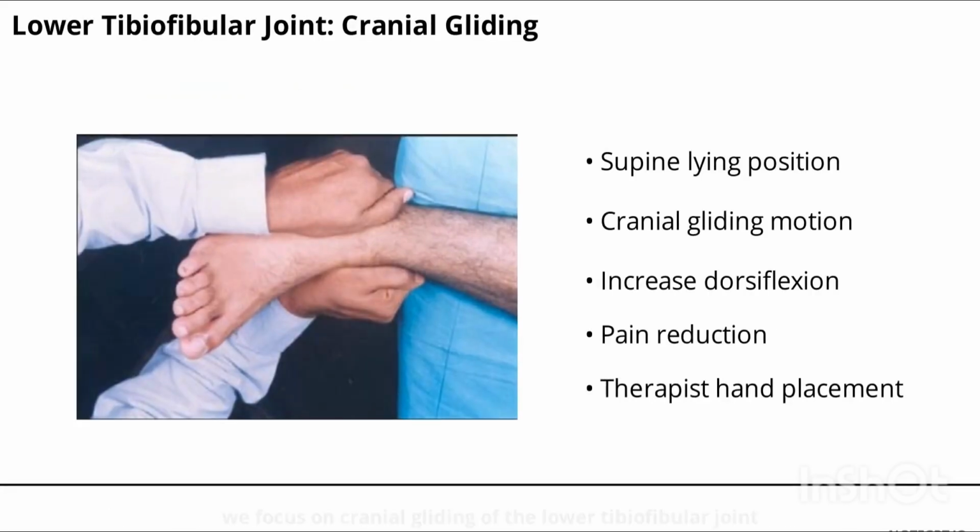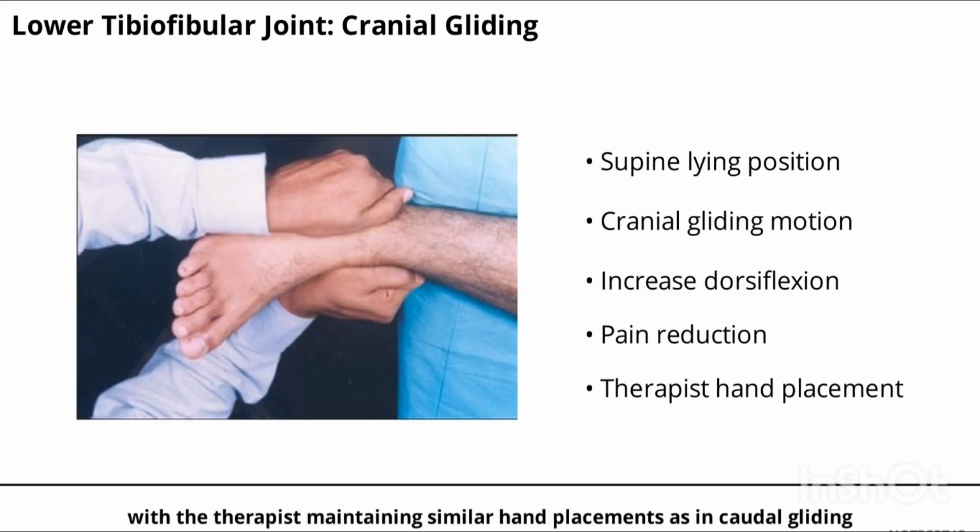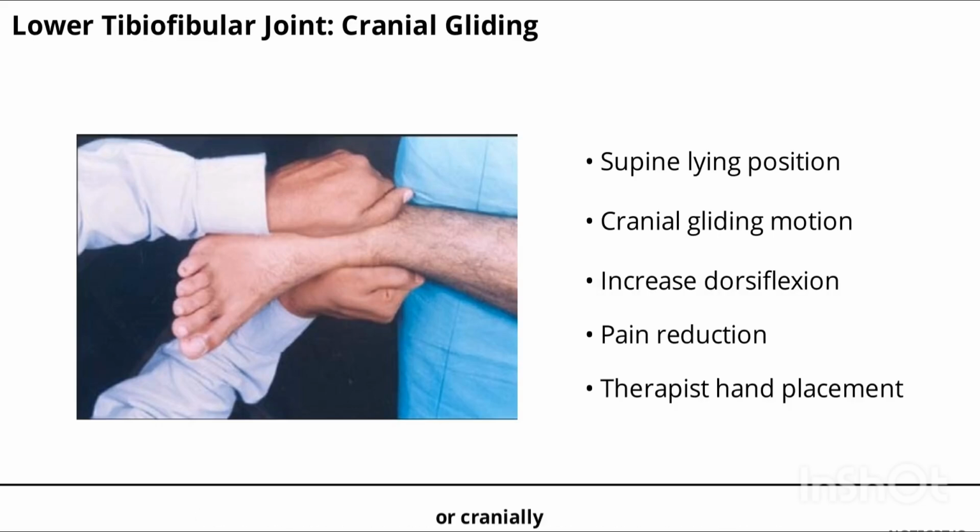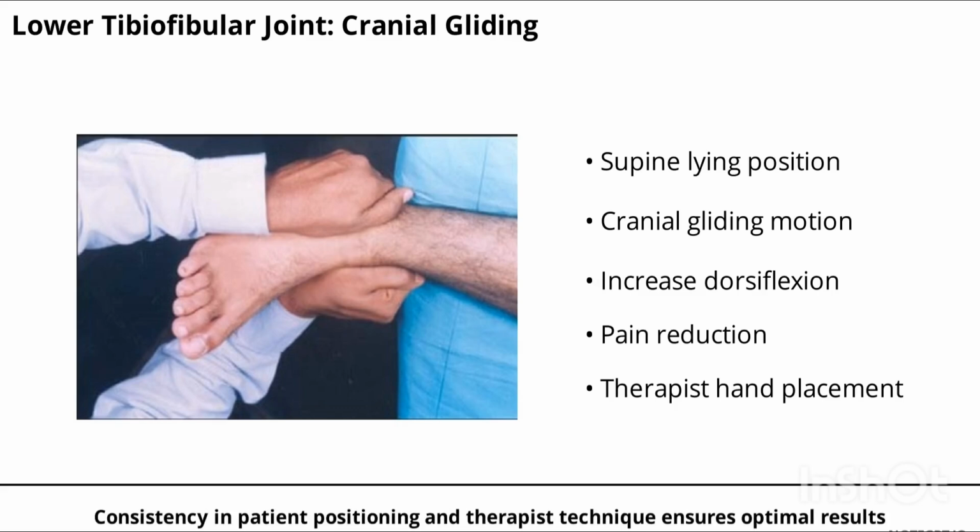Next, we focus on cranial gliding of the lower tibiofibular joint. The patient remains supine, with the therapist maintaining similar hand placements as in caudal gliding. This time, the therapist's right hand glides the medial malleolus upward, or cranially. The goals here are to further increase joint play, alleviate pain, and enhance ankle dorsiflexion.